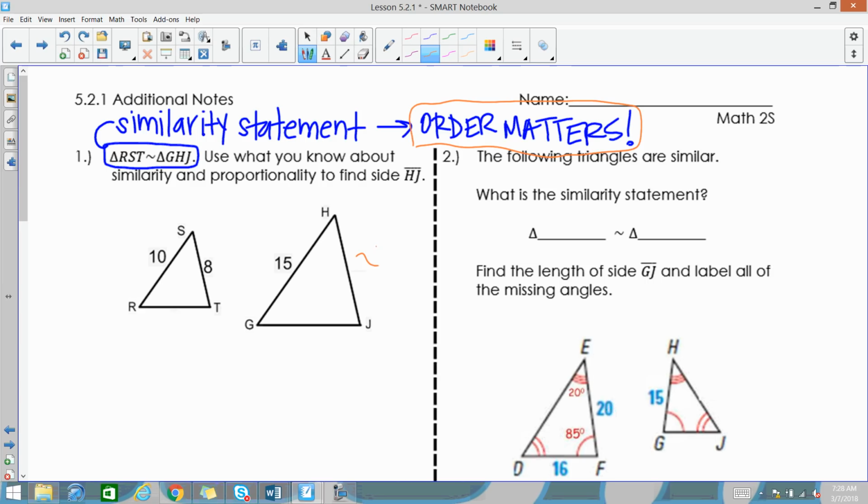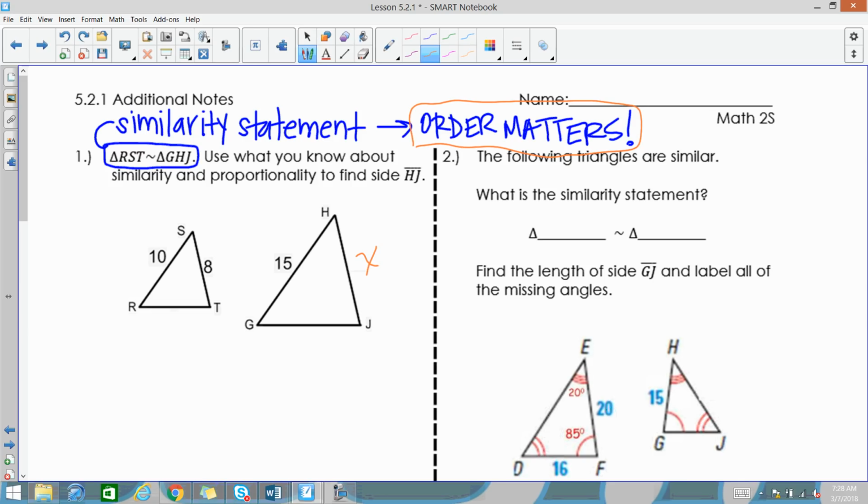So I'm going to call HJ X. Now here's the deal. Many kids will say, oh, I can tell you what sides must match up and all that good stuff. But just by looks, it doesn't help you. You must take those sides from the similarity statement and determine what ratio you should make to find your missing side.